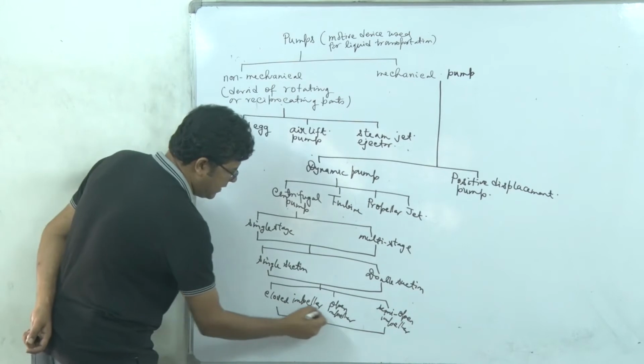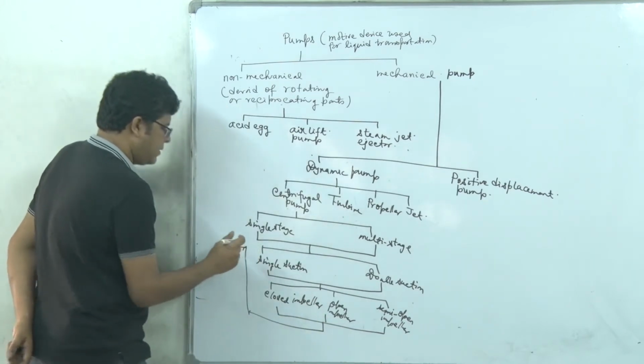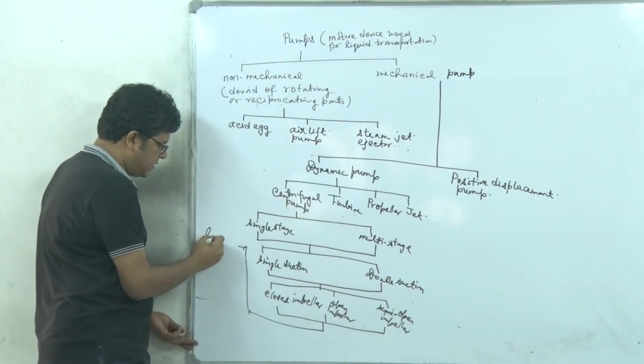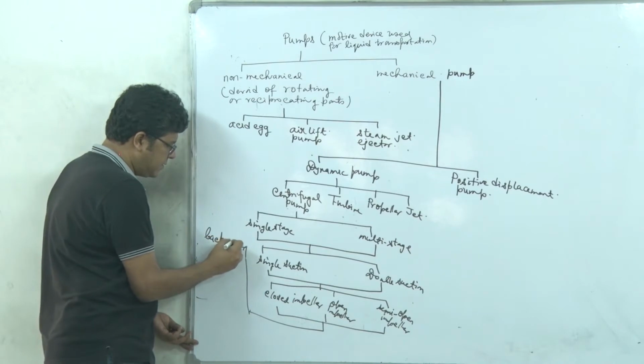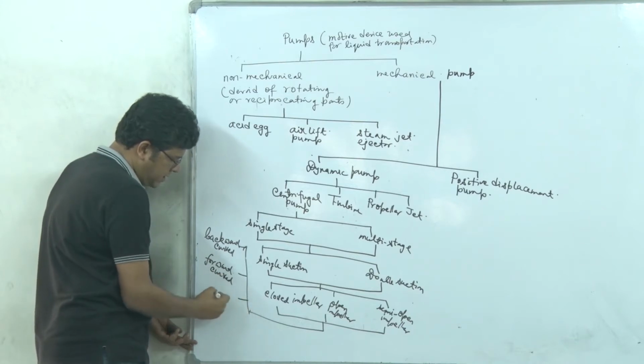We can further have classifications based on the curvature of the impeller. We will discuss it in detail. That is backward curved, it may be forward curved, or it may be radial.